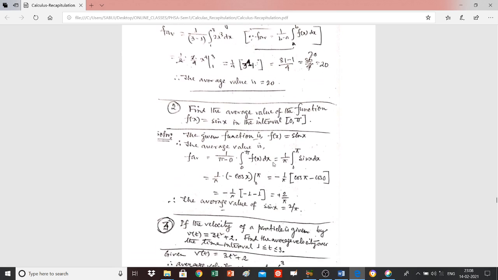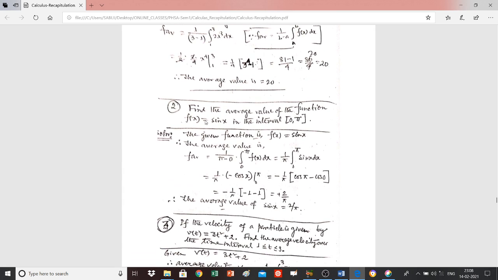Now another example: the average value of the function f(x) is equal to sin x in the interval 0 to pi. So the given function is f(x) is equal to sin x, and from the relation written here, the average value is 1 by pi minus 0, where b is pi and a is 0, so 0 to pi f(x) dx, that is equal to 1 by pi, 0 to pi, sin x dx, and the integration of sin x dx is equal to minus cos x. Now use the limits, and you finally obtain 2 by pi.